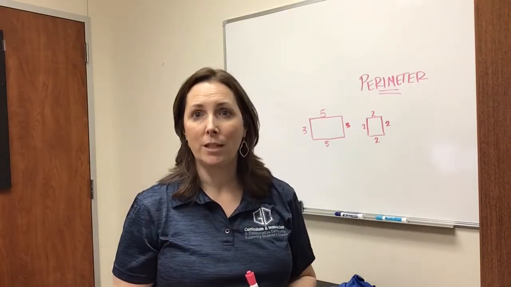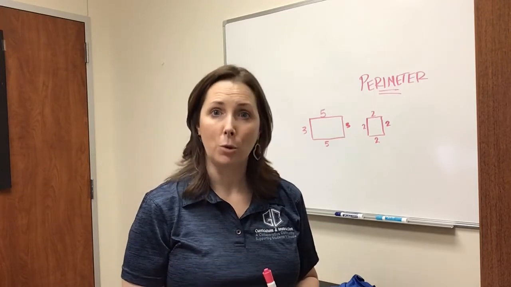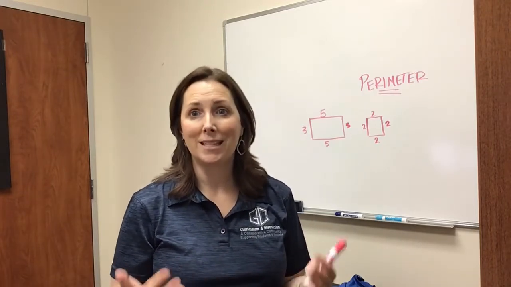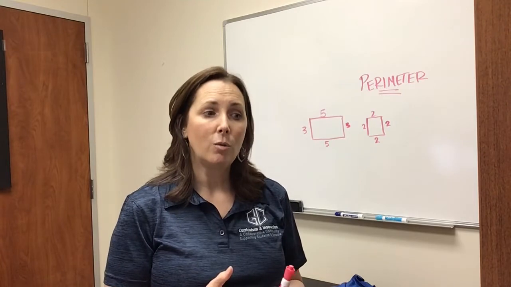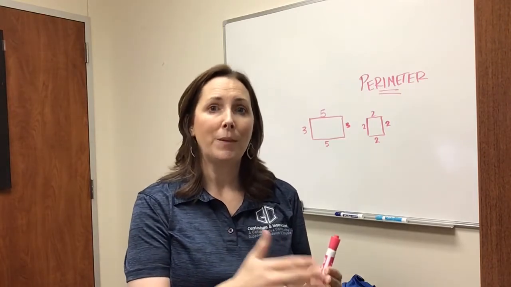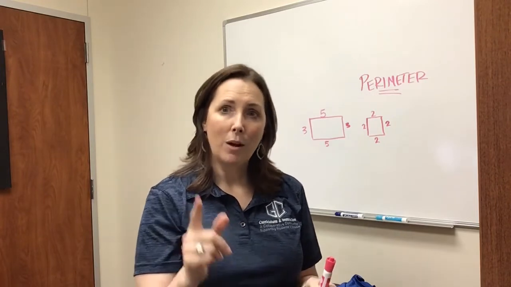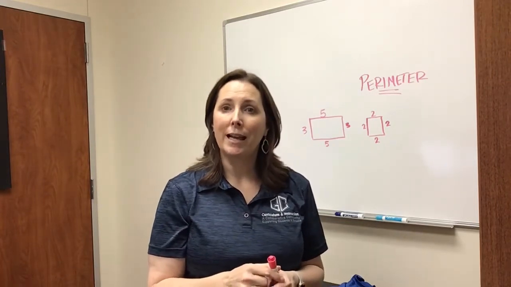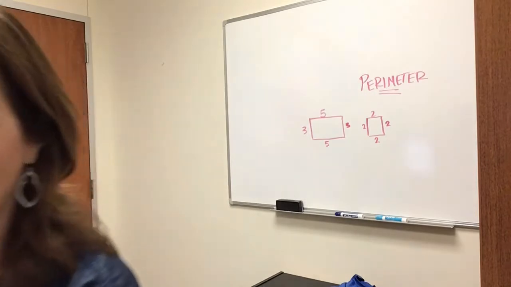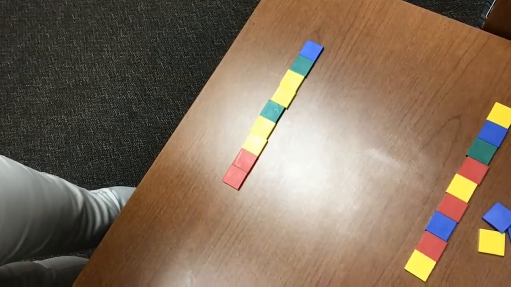One of the parts of our TEKs that our kids tend to struggle with the most is the find the missing side part of this TEK. So it says if I give you the perimeter and one side, you find the missing side. So I want to look at one that we did at the C&P with you. So I have some tiles here for us to look at together.